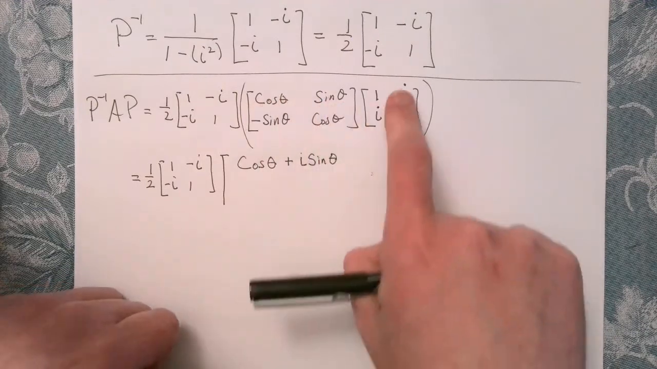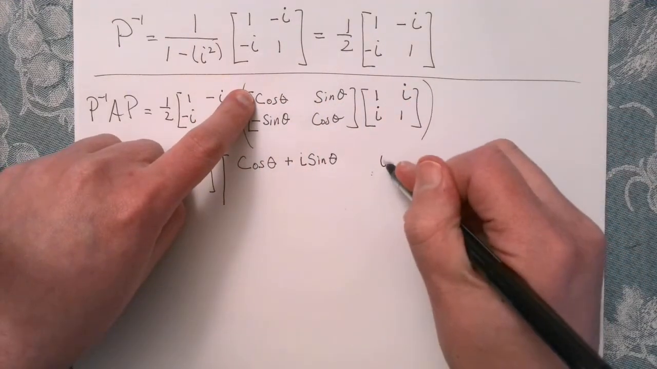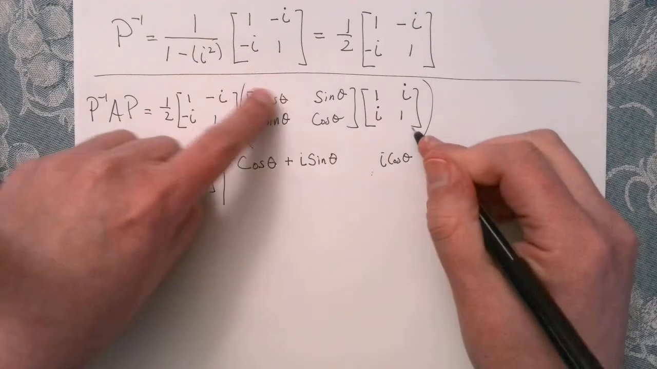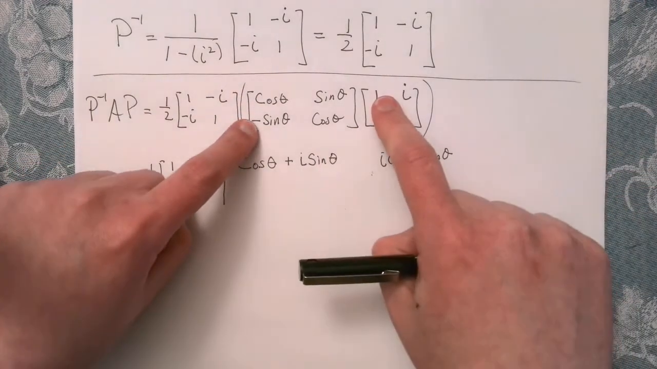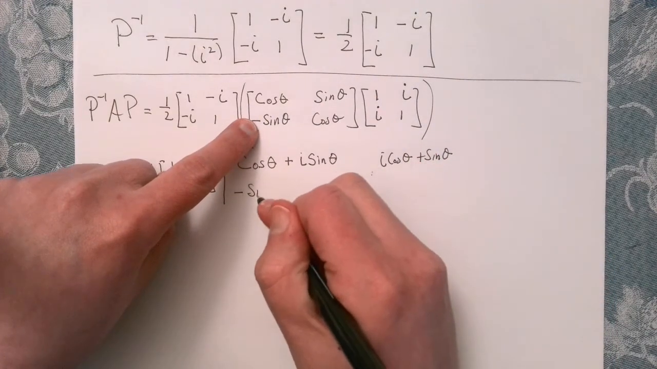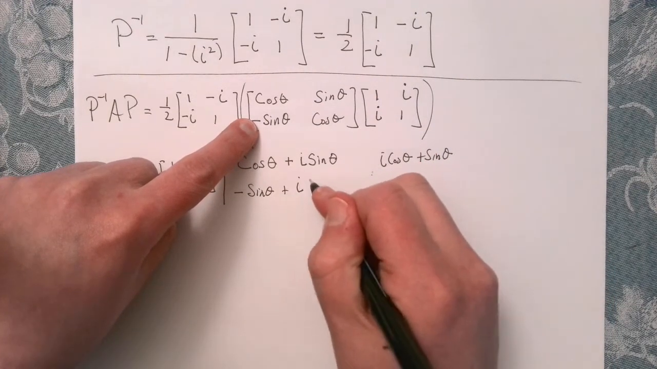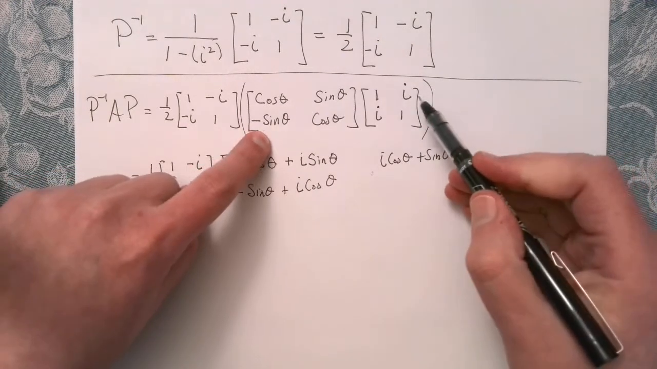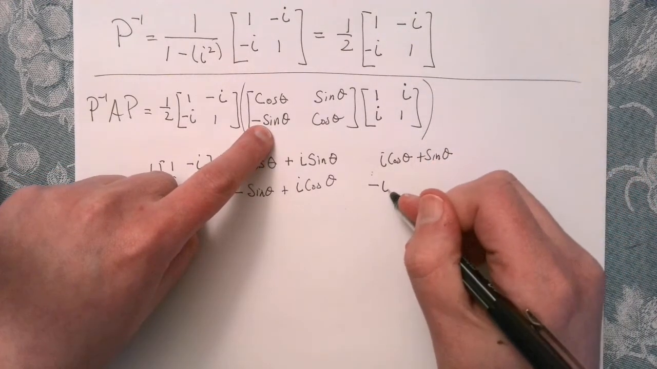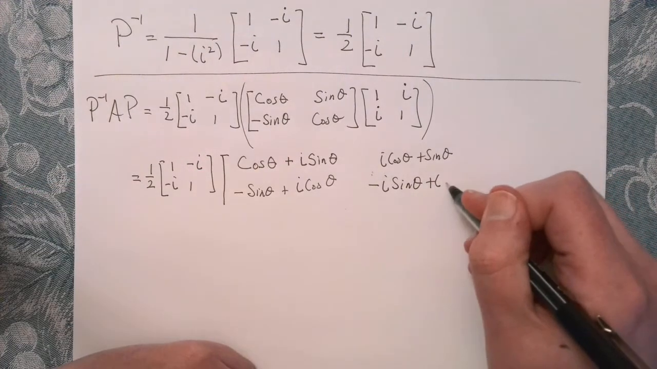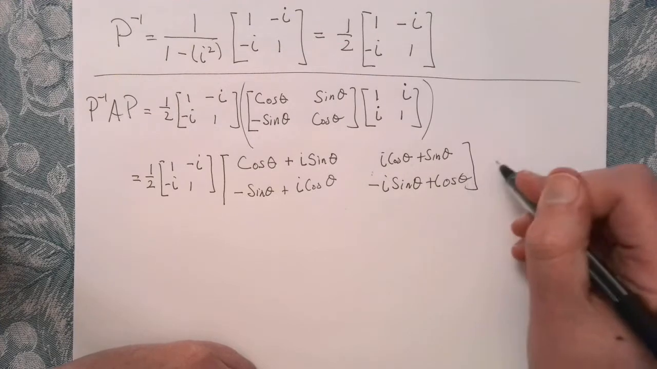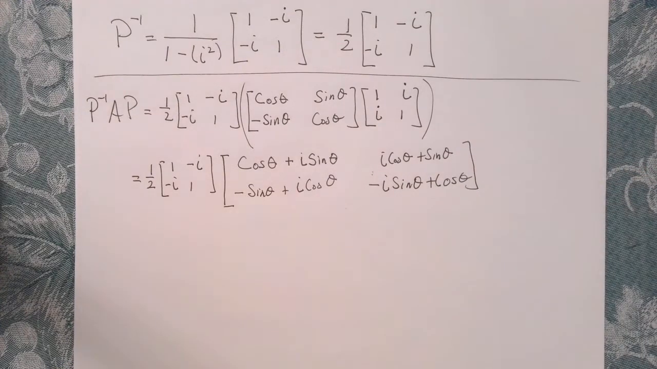Okay, and then again, row by column here. So this is going to be i cosine of theta, looks like plus, well, sine of theta. Okay, and then down here, this looks like minus sine of theta plus i cosine of theta. And then here, this looks like minus i sine of theta plus cosine of theta. Okay, so I think that seems fine so far. Let's, of course, double check, and everything looks good.